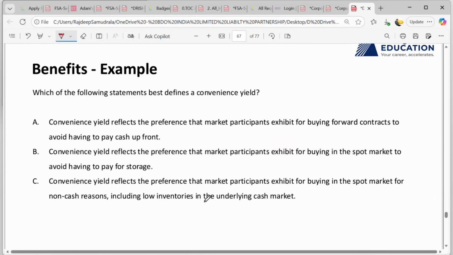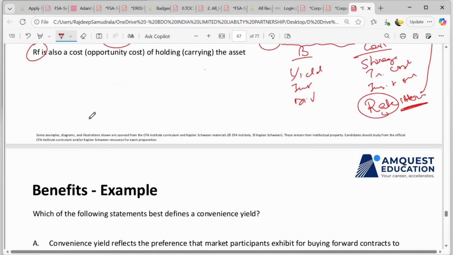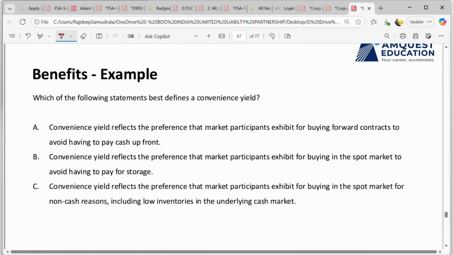Now, what's the convenience yield broadly? Convenience yield: any benefit which is non-monetary. So I may earn a dividend income. That is a monetary benefit, a cash flow. What's a convenience yield? It's a benefit you're earning, but not in real cash form. Examples.